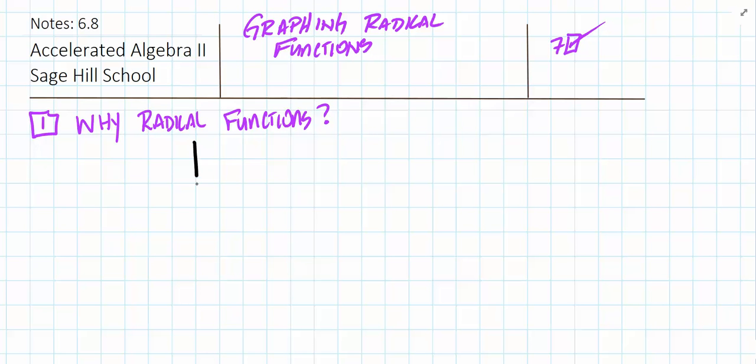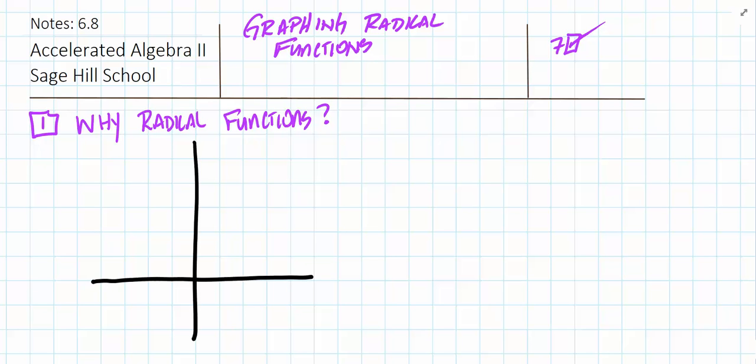Today, our goal here, we're going to start talking about how to graph a radical function. But first of all, let's talk about why we even discuss radical functions, okay? So let's start with that.